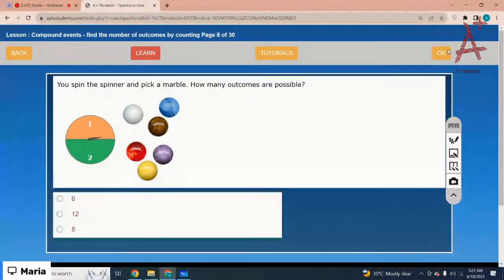You spin the spinner and pick a marble. How many outcomes are possible? Which is the correct option? Yes, 6 times 2 is 12.